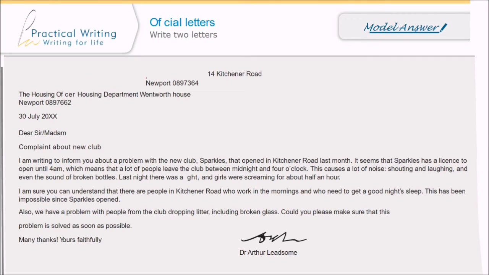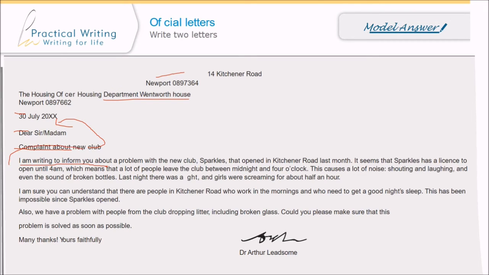Then we have a few more letters. The housing officer, housing department, Wentworth House, Newport. This is the date. This is Dear Sir, Madam, because you don't know who is going to be the officer. And this is the subject: Complaint about new club. You can transfer it here if you require. Both are acceptable. I'm writing to inform you about, this is how you start.